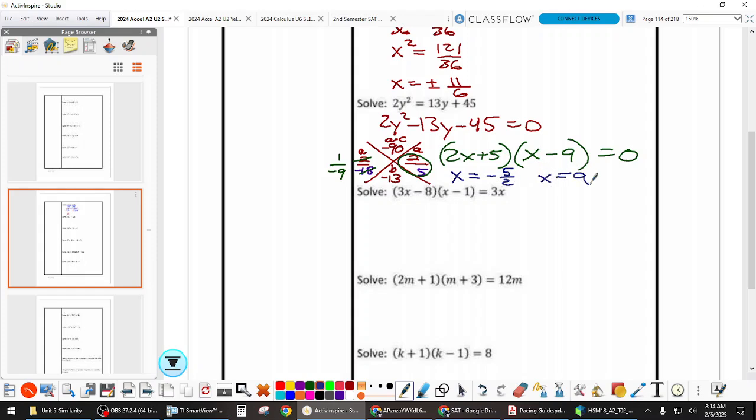Okay. How about this one? That one looks kind of weird. Are our two zeros just 8/3 and 1? No. Why? We still have a 3x. It's not set equal to 0. So we need to distribute and combine first. So expand these two, like multiply them out. Okay, then we'll get negative 11x and then minus 3x when we combine.